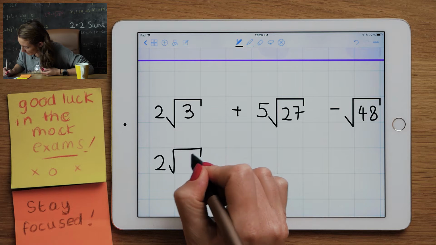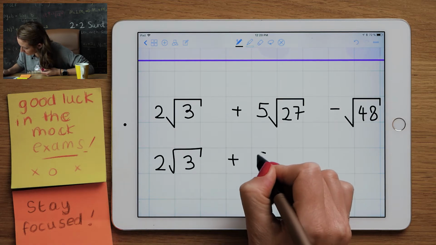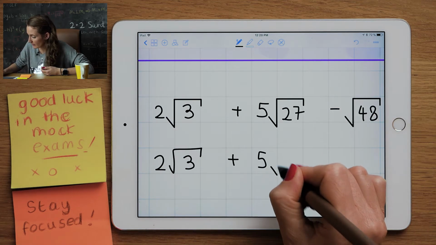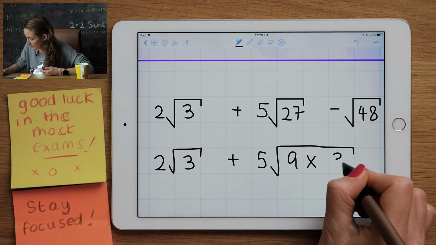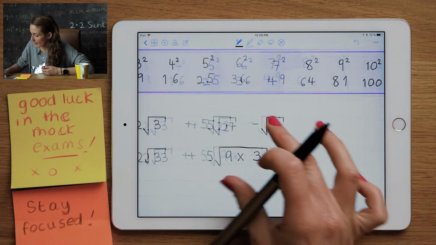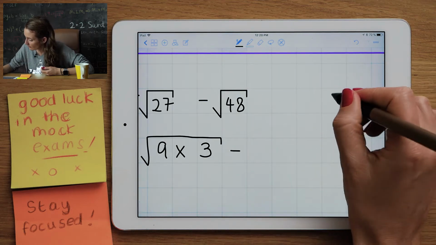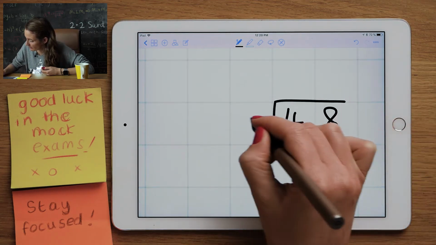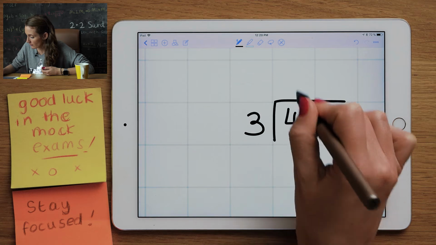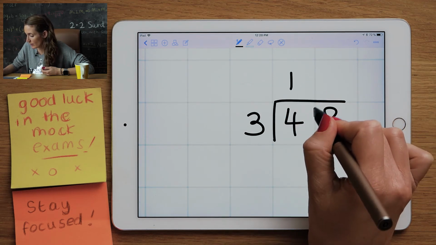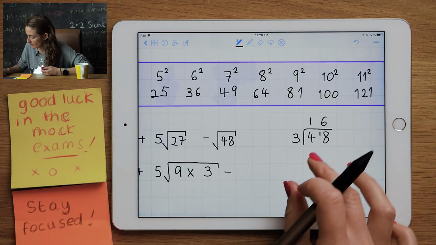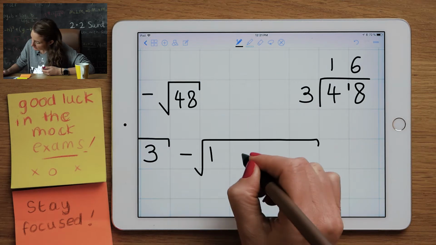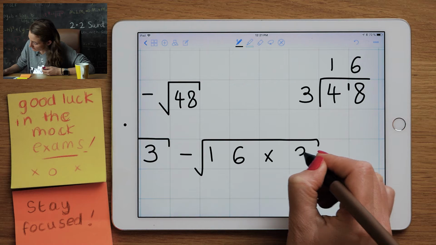So we begin here. 27 is 9 times 3. Now 48, we can say 48 divided by 3. 3 goes into 4 one time, and that leaves 1 left over, and 3 goes into 18 6 times. So this is 16 times 3.